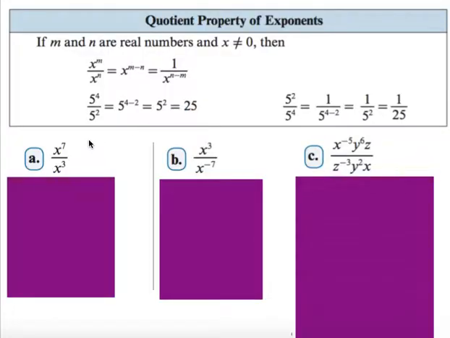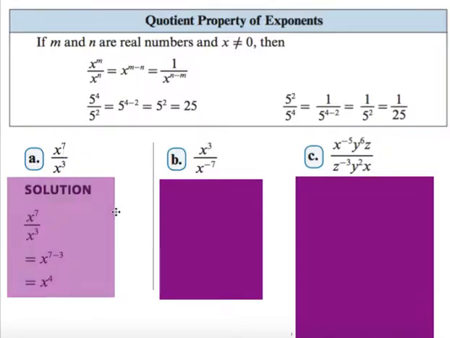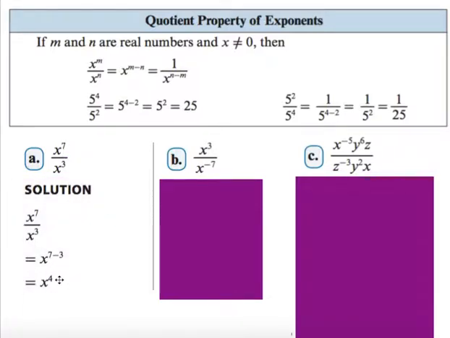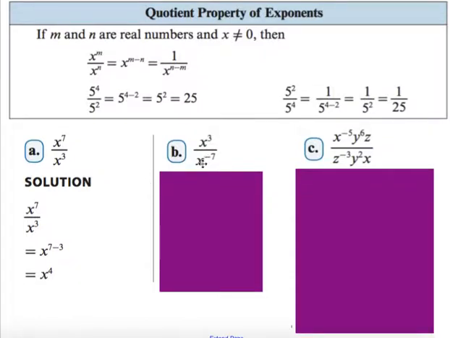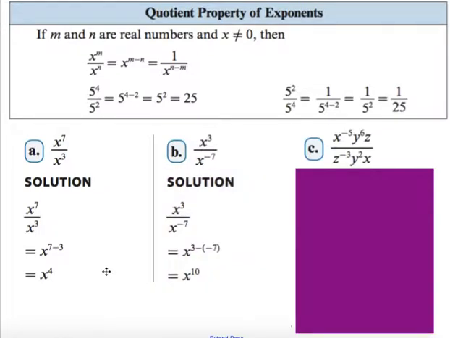Okay. Remember our rules for our normal quotients or multiplication. We need to make sure that we subtract when we're dividing. So this one, x to the 7th divided by x to the 3rd, we are going to get x to the 4th when we subtract those exponents. Or x to the 3rd divided by x to the negative 7th: 3 minus a negative 7, that means we're adding 7. So we get x to the 10th.